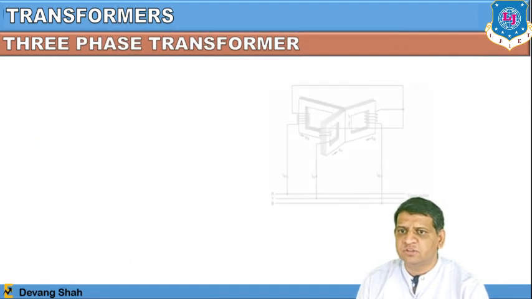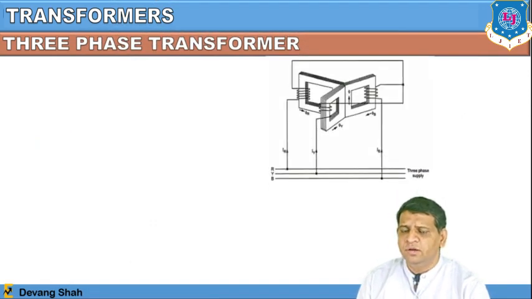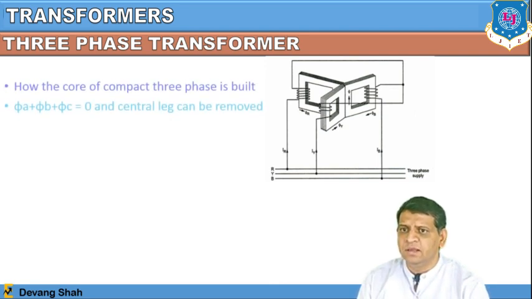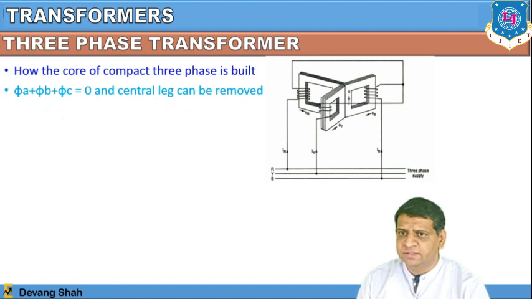So in this three-phase transformer, three cores are available, where at the end part of the limb there are three separate windings with the primary and secondary winding. In this way you can reduce the middle limb, where the central leg can be removed. So how is the core of the compact phase shift built? The magnetic flux throughout this three-phase transformer is phi A plus phi B plus phi C equal to 0. So you can easily remove the central leg in this way.